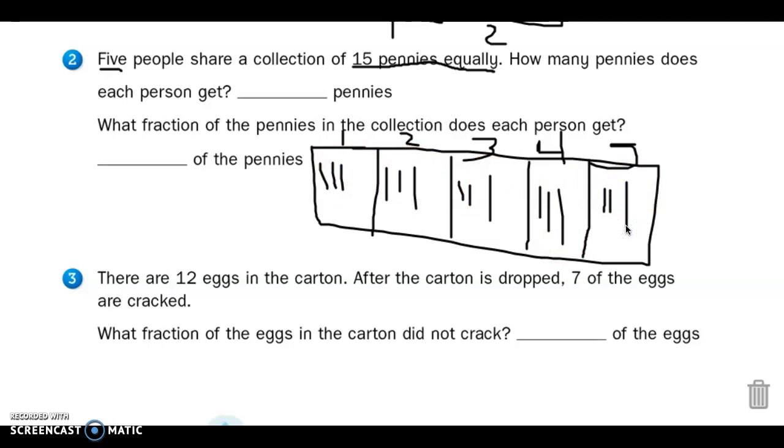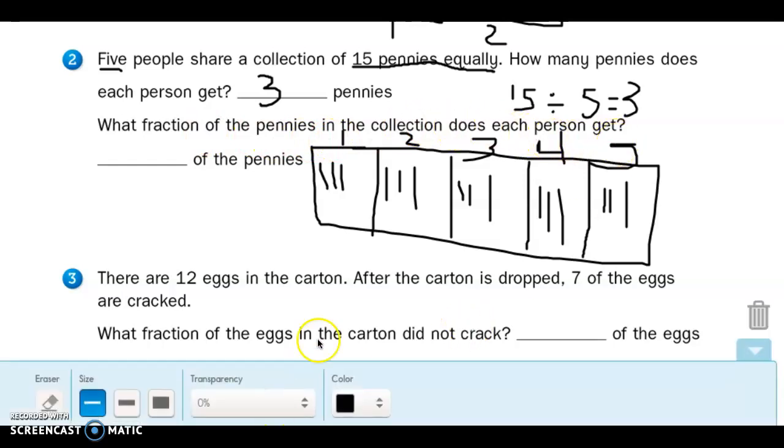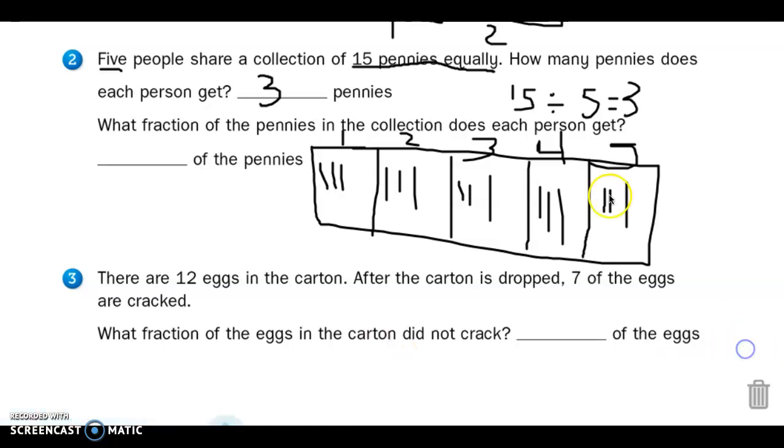Well, how many pennies does each person get? There's 5 people. They just split 15 pennies equally. Each person gets 1, 2, 3 pennies. If I were to write a number sentence for this, I would say 15 divided into 5 equal groups is 3, and that would make sense since we had 3 pennies in each. Now it says, what fraction of pennies in the collection does each person get? Okay, this is our total. All together we have 3, 6, 9, 12, 15 pennies.